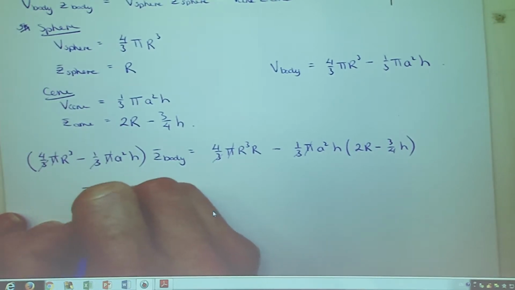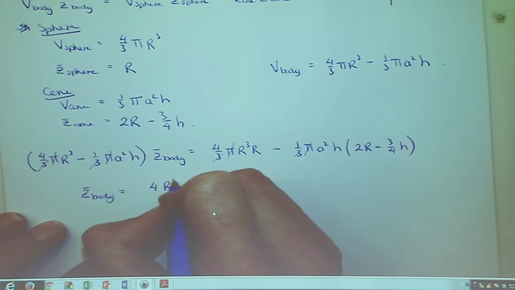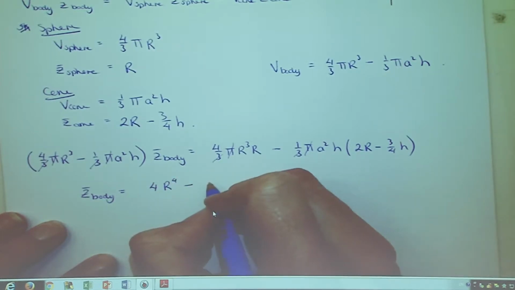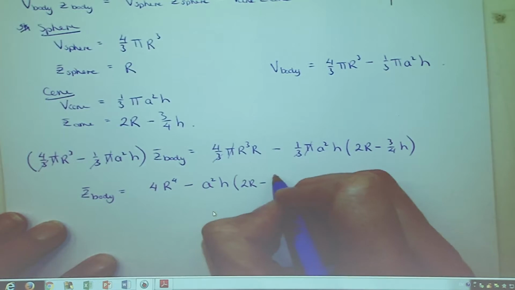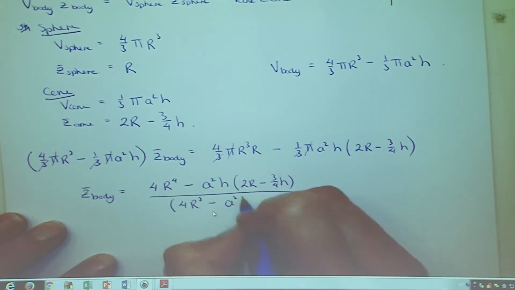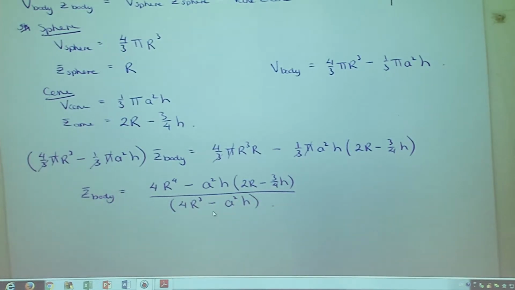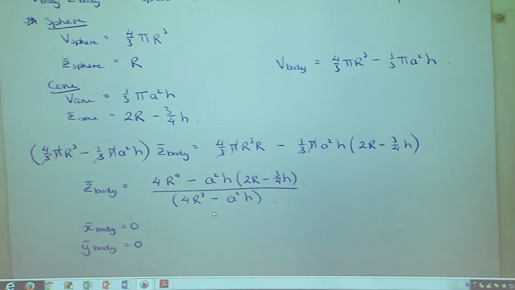Z bar equals, so it's going to be 4 r to the power of 4 minus a squared h, divided by, that's it. That's about as good as it gets. So these things really neaten very nicely. You just have to neaten them as much as you can.